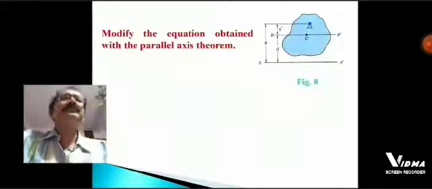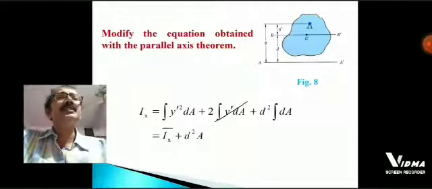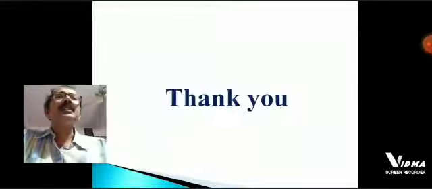The modified equation obtained with the parallel axis theorem is Ix equals integration y dash square dA plus 2d integration y dash dA, which term equals 0, plus d square integration dA. So finally, Ix equals Ix bar plus A d square. Thank you very much.